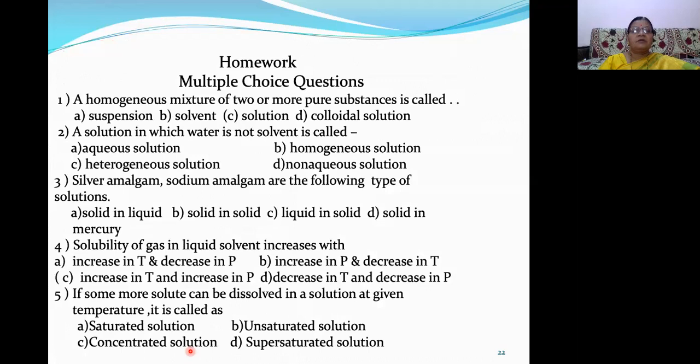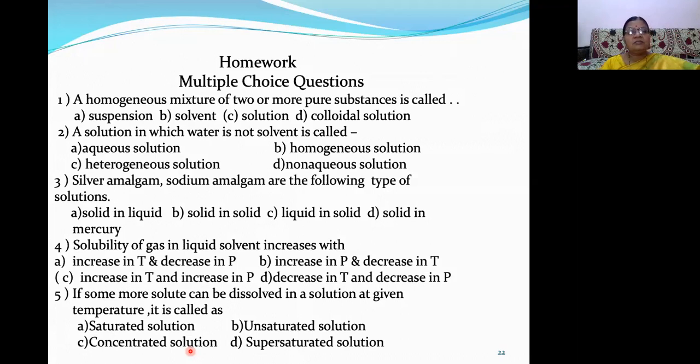Next, here the homework is given. Whatever you have already studied in the chapter up to this lecture: solutions, classification of matter, solute, solvent definition, types of solution, solubility, factors affecting the solubility, temperature, pressure, Raoult's law, concept of vapor pressure. Based on these concepts, here we discuss the multiple choice questions.